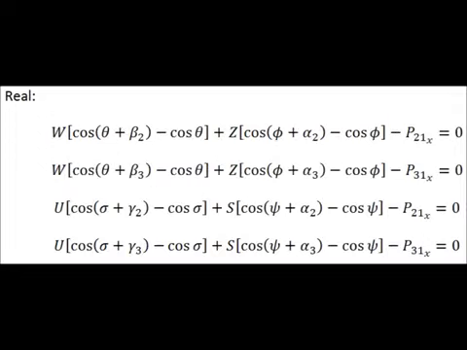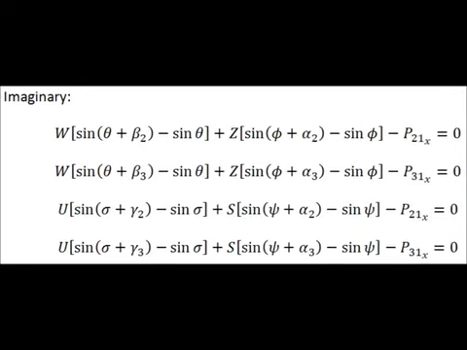The unknowns in the first dyad are w, theta, p21x, and p31x, while the unknowns in the second dyad are u, sigma, gamma 2, and gamma 3. All other variables were either known or were free choices. Here are the real equations that can now be solved using a nonlinear equation solver. Here are the imaginary equations which will be solved in a similar manner.